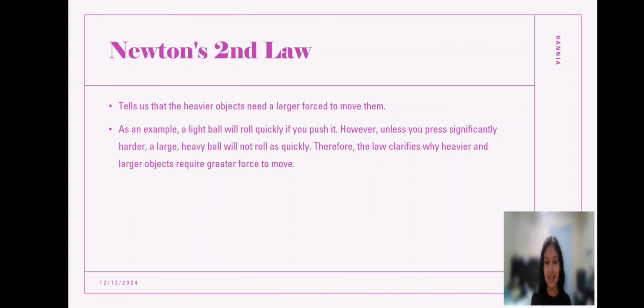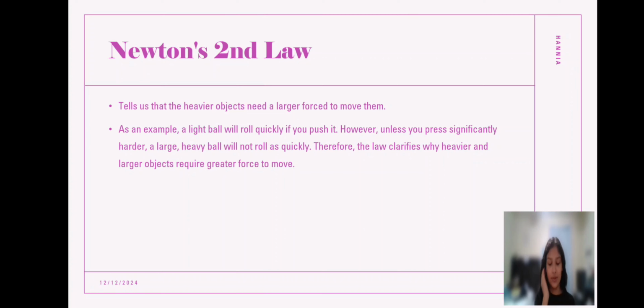Second law. This law tells us that heavier objects need a larger force to move them. As an example, a light ball will roll quickly if you push it. However, unless you push significantly harder, a large heavy ball will not move at all or as quickly. Therefore, the law clarifies why heavier and larger objects require greater force to move.